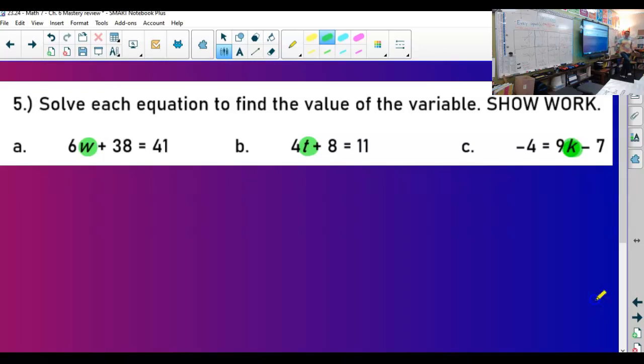With the K, what do I need to get rid of to get K by itself? What is this number? -7 and the 9. You could make a note on your paper right now of how you would get rid of that -7 to make sure you do it right. Do not say it out loud. How would you get rid of that -7? Don't say it out loud.